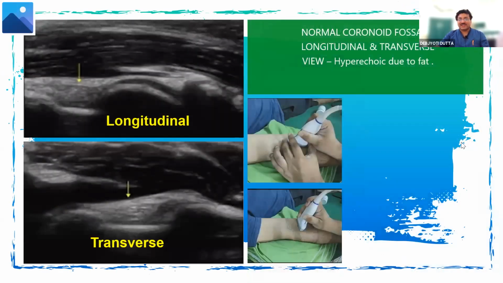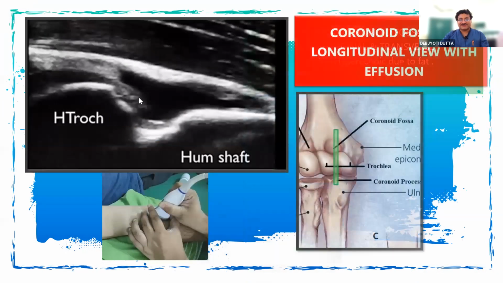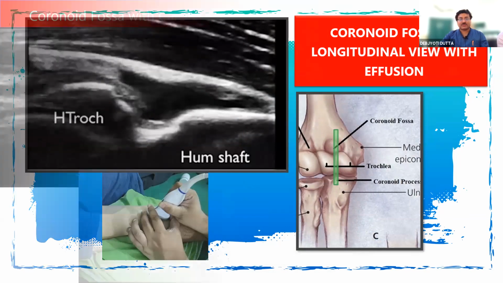Okay. Now, normal coronoid fossa in longitudinal and transverse view. This is usually hyperechoic, sorry, due to fat. But when it is inflamed, it will look like this. Okay, so it is the inflamed coronoid fossa. You can see it like this. Okay, so this is the coronoid fossa, longitudinal view with effusion. Okay, so on evaluation, you might need to get this structure.